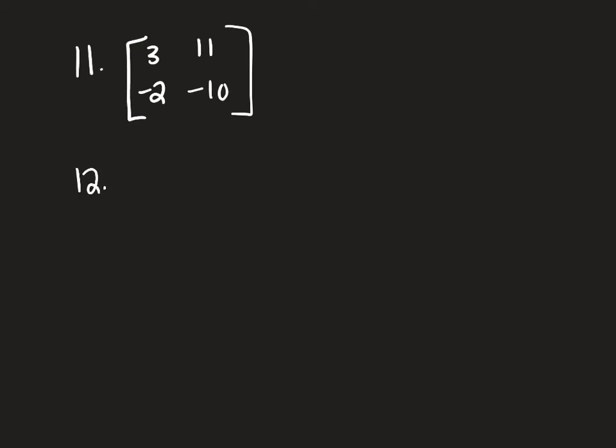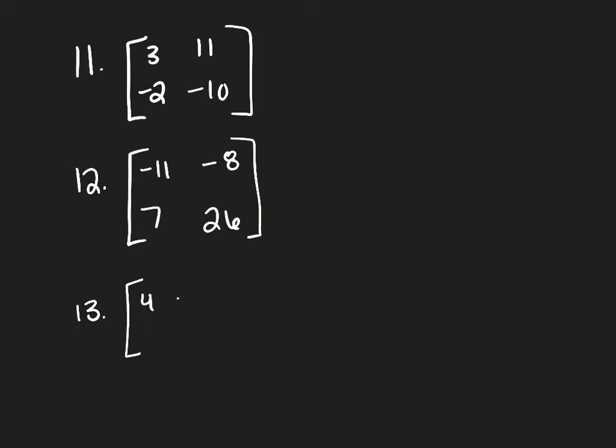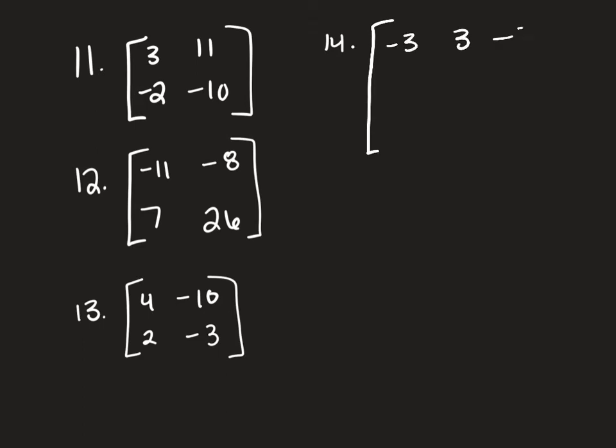For 12, you get negative 11, negative 8, 7, and 26. 13 is 4, negative 10, 2, negative 3. 14, why did I circle that one? I don't like that. Why? Is negative 3, 3, negative 2, 1, negative 2, 2, 0, 12, negative 16.